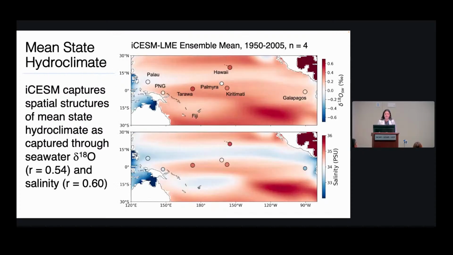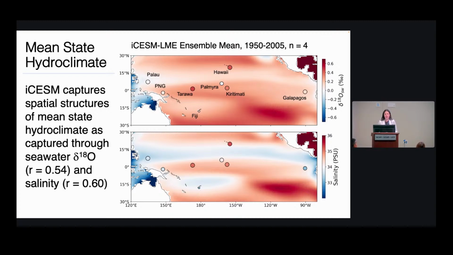So using these records, or observational time series, modern time series, just so everyone knows, that span longer than a year, I'm comparing mean state estimates. I'm showing the ICESM last millennium ensemble mean from the past 50 years, so 1950 to 2005, across those 4 members. So we can see across both our observations and in ICESM, we're simulating a wetter or more depleted delta 18O seawater and fresher salinity values in the Western Pacific warm pool.